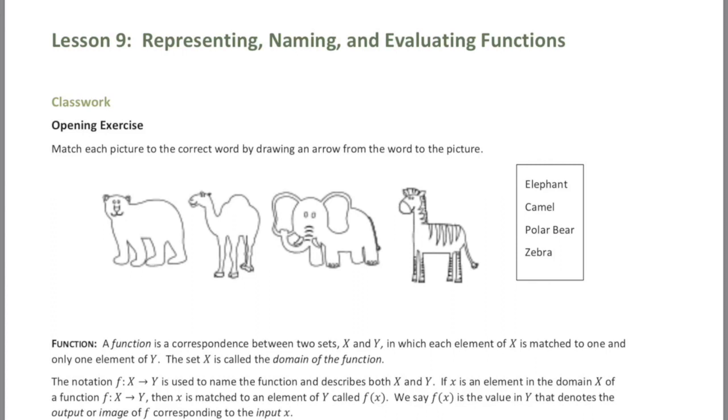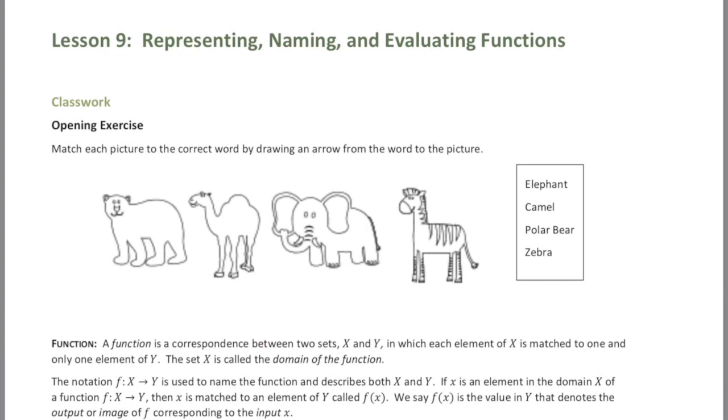So let's look at our first opening exercise here. We have a bunch of pictures of animals, and we have to match each picture to the correct word by drawing an arrow from the word to the picture. Now, what in the world is this and what does it have to do with math? Actually, everything. It's going to help us talk about correspondence and the idea of correspondence in functions.